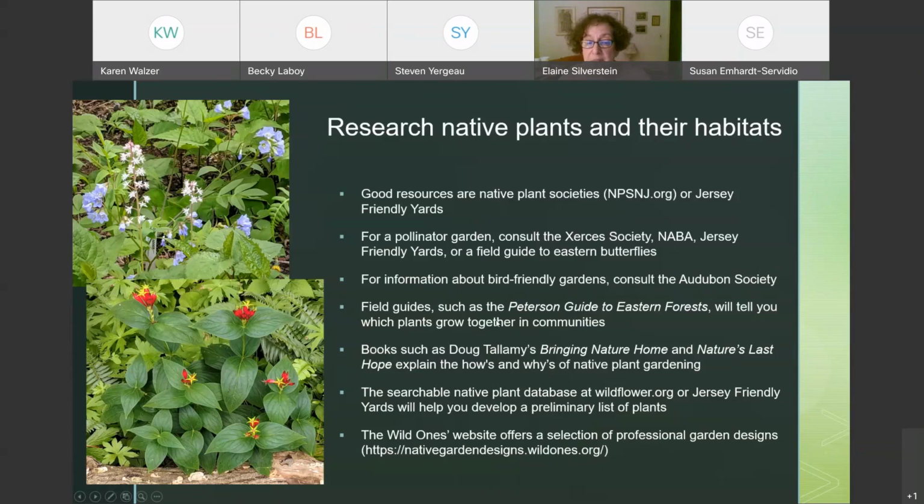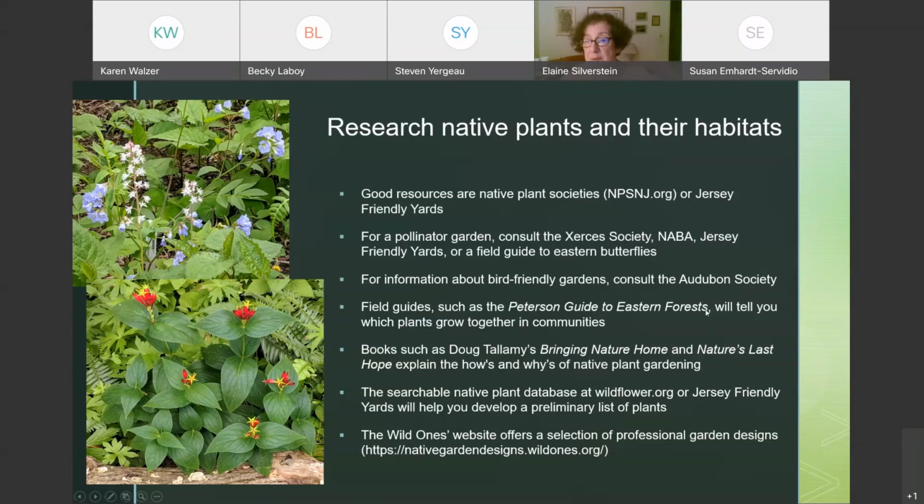Field guides, and something that I rely on very often when I'm researching a new property, is the Peterson Guide to Eastern Forests. It's part of the Peterson Field Guide series. It tells you what plants grow together in communities. So in other words, if you have red maple trees in your yard, that's telling you that the soil is wet or moist. And this guide can tell you what plants in nature would grow under those red maple trees, so you could restore the native habitat.